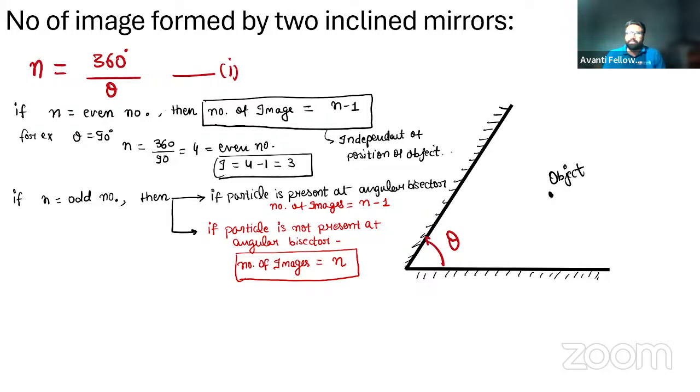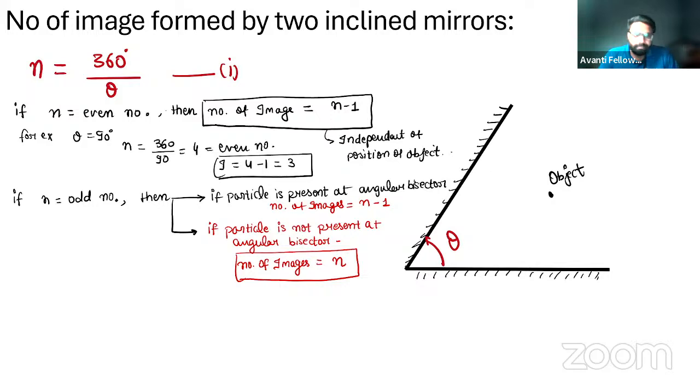Firstly, you need to calculate it. The question will provide you the value of theta. Then you need to divide 360 by the provided value of theta. You will get a value of n. Then you have to look at the position of the object. Firstly, you need to check whether n is even or odd. If n is even, then you do not need to check where the object is. Simply the number of images will be n minus 1.